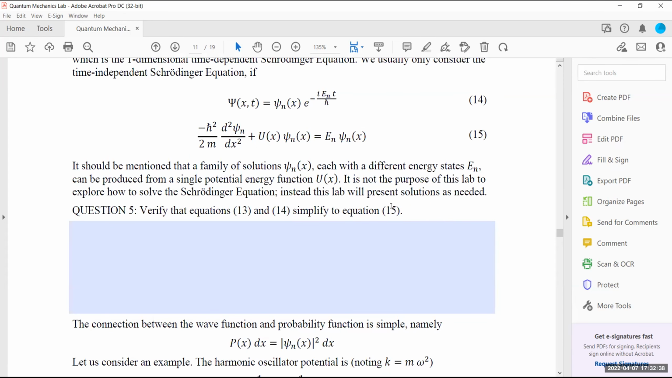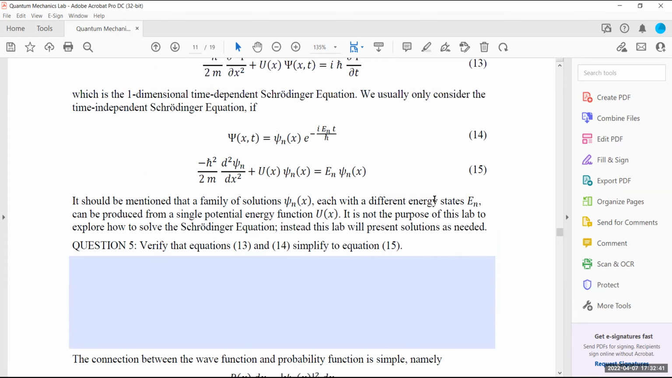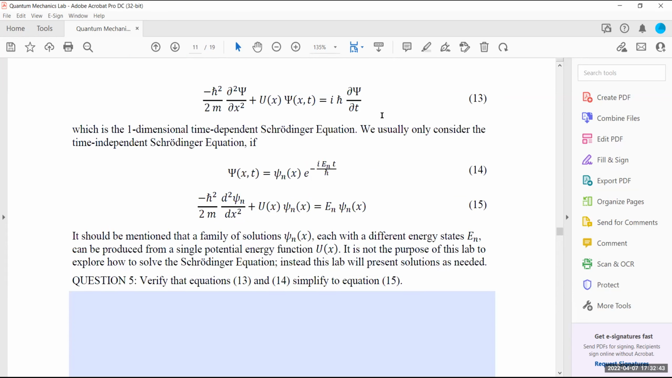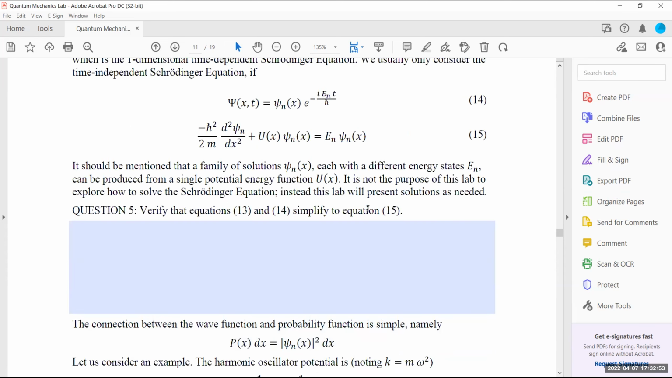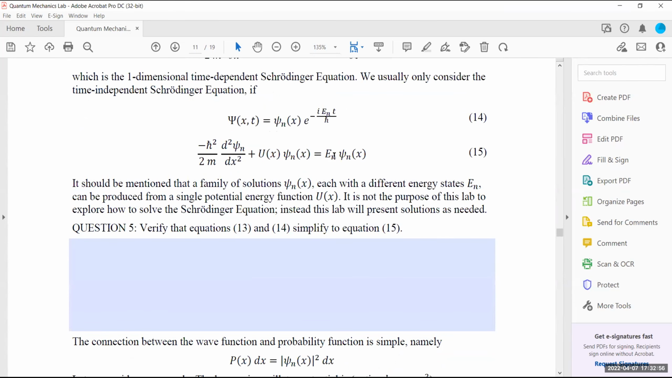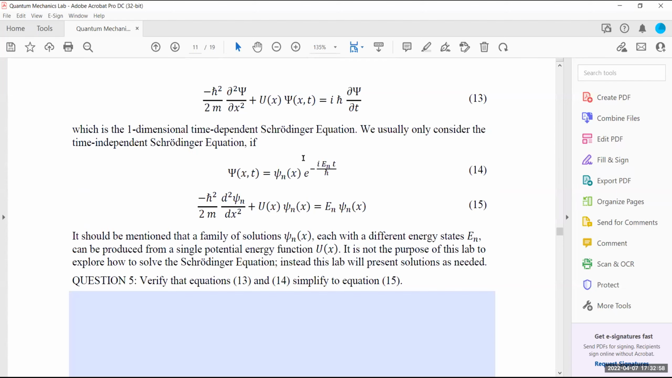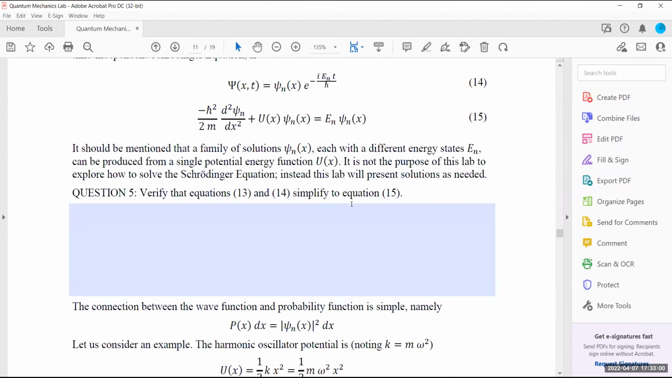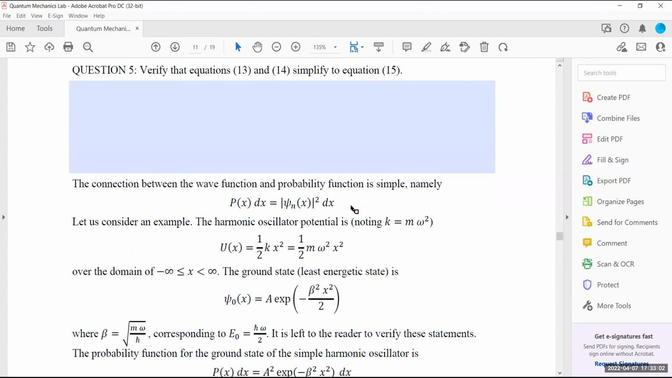Verify that equations 13 and 14 simplify to equation 15, just by substitution. Basically take the time derivative of this expression. The i cancels the negative i in here. And the h bar cancels the h bar, and the E_n comes out on the other side, times psi, and the exponential drops from both sides. Okay, so this is easy to show.